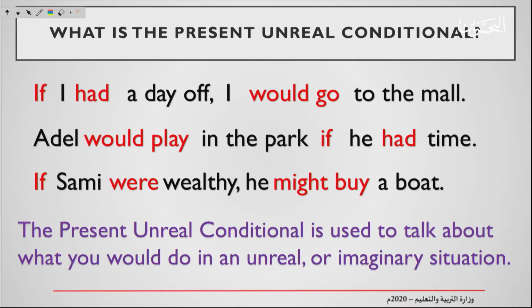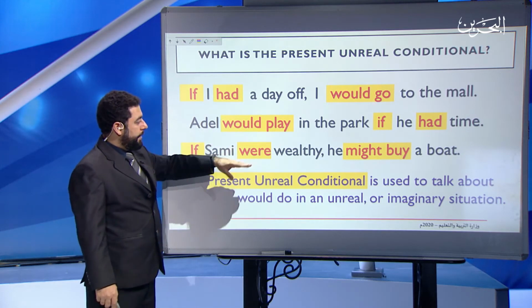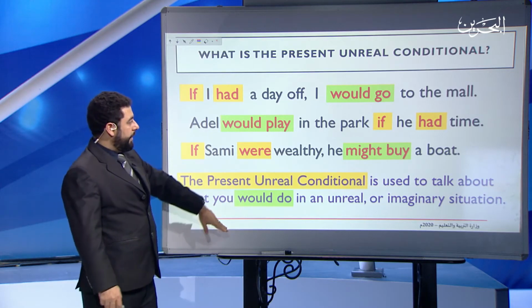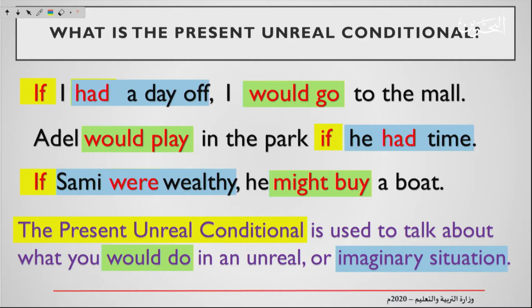So, the present and real conditional is used to talk about what you would do in an unreal or imaginary situation. It is this: if, and you have the past simple, then would and go. Would, play, if had, if were, might, buy. So we use would do in the other clause, and then we use the imaginary situation in the if clause. Let me explain that even more.